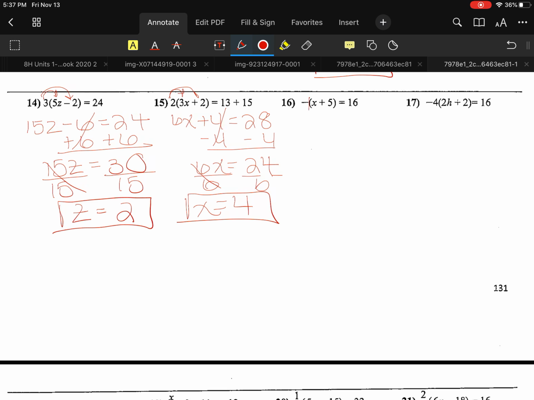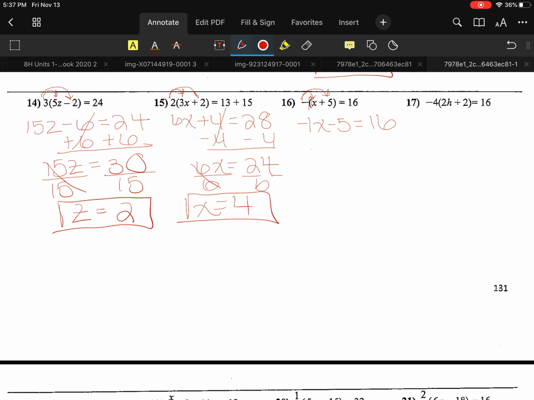Number 16, I have a negative with no number there, so I'm going to sneak in my 1. So this is negative 1 times x, which is a negative 1x. And again, you could put a 1 with the x as well and just do negative 1 times 1. Still going to give you a negative 1x. Negative 1 times 5 is a negative 5 equals 16.